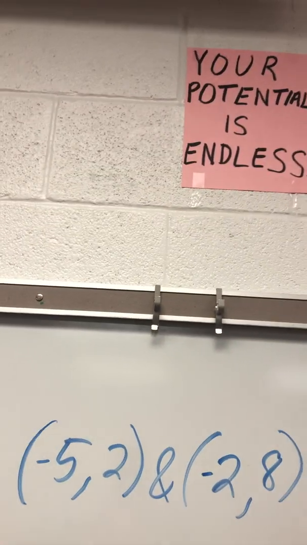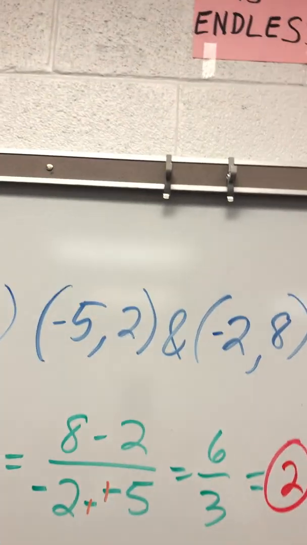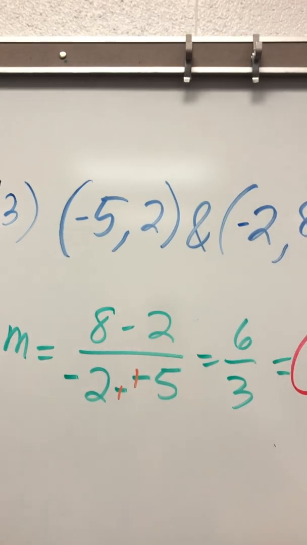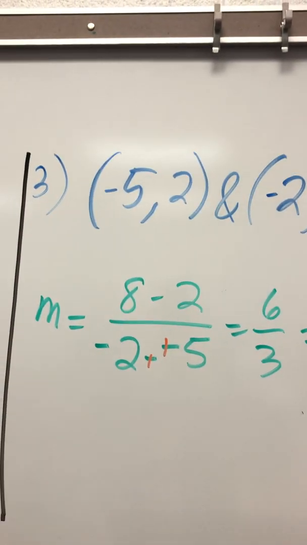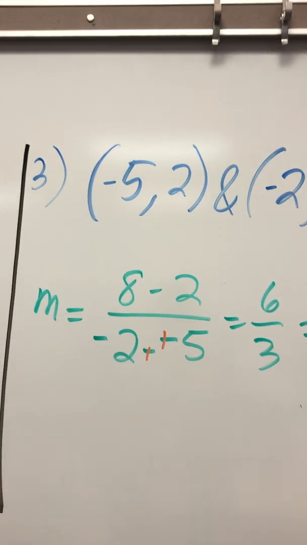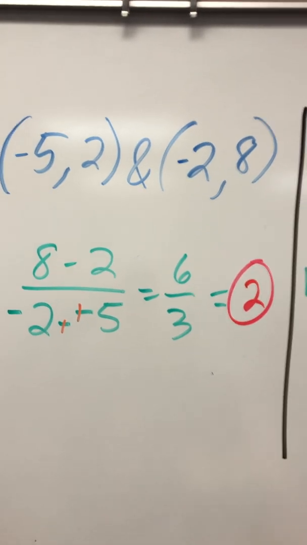Here we do 8 minus 2 over negative 2 minus 5. Don't forget, once upon a time I taught you the 2-stick rule. Bam, bam. Negative 2 minus negative 5 is negative 2 plus 5. You get 6 over 3, which equals 2.